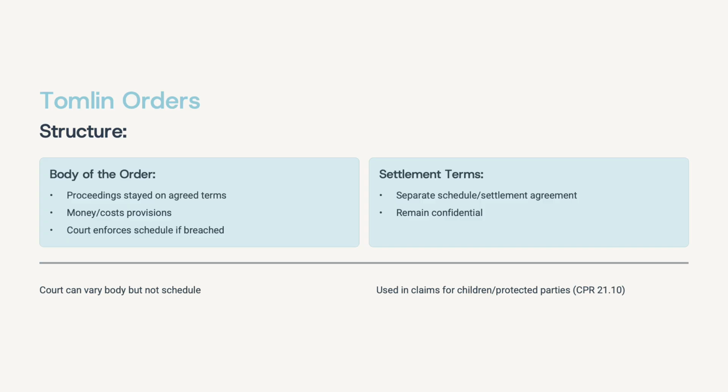Tomlin orders are a special type of consent order with two parts. The body of the order stays proceedings on agreed terms and provides for any money or costs in court. Importantly, the court can enforce the schedule if breached. The settlement terms themselves remain confidential, often in a separate schedule or agreement. The court can vary the body but not the terms. Tomlin orders are frequently used in litigation, especially for sensitive claims, like those involving children or protected parties. Keep in mind confidentiality is a key exam point here.